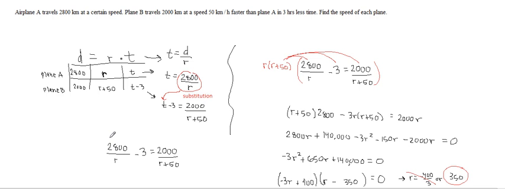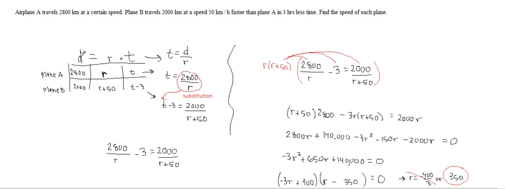Okay, this problem is a distance, rate, time problem, but it is a little bit more tricky than some of the ones we've done. So it says airplane A travels 2,800 kilometers at a certain speed. Plane B travels 2,000 kilometers at a speed 50 kilometers per hour faster than plane A in 3 hours less time. Find the speed of each plane. So I'm going to walk you through it here.